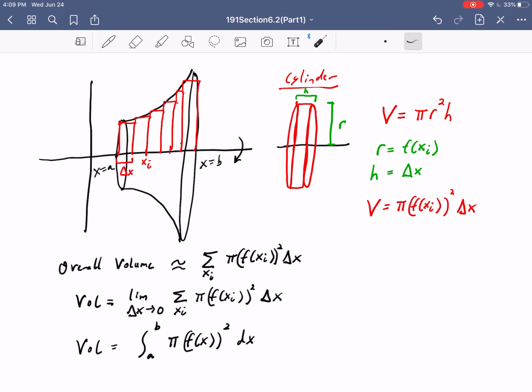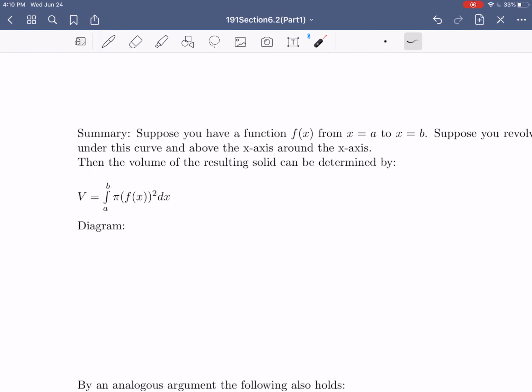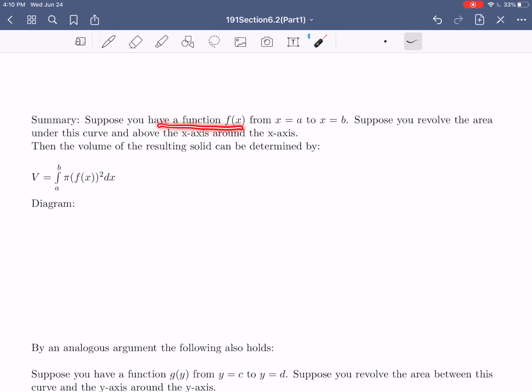Okay, so this is our derivation here. Let's summarize this so that instead of having it all messy like this, we can jump right to the expression that we derived. Overall, let's suppose you have a function f of x from x equals a to x equals b, and you revolve the area under this curve and above the x-axis around the x-axis. Then what we just derived is that the volume of the resulting solid can be found by the integral from a to b, pi times f of x squared dx.